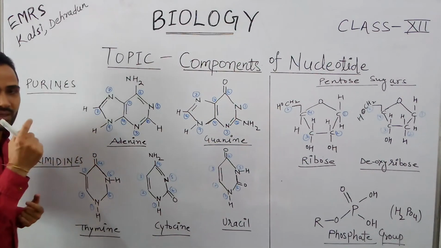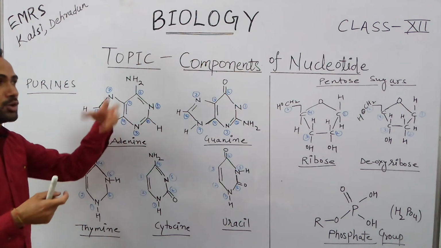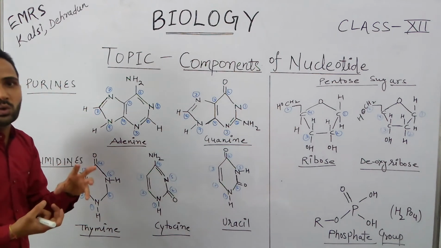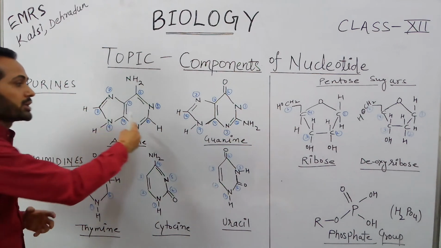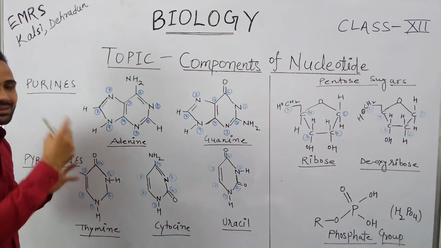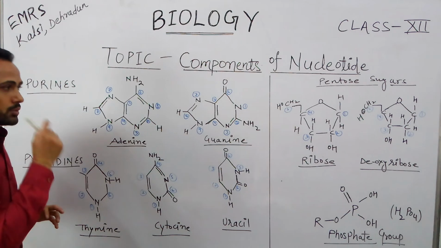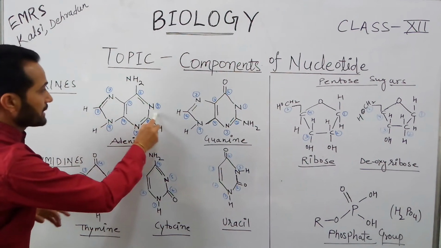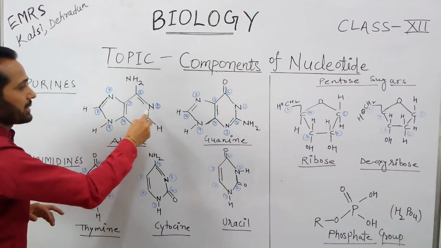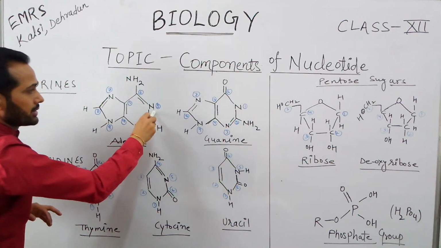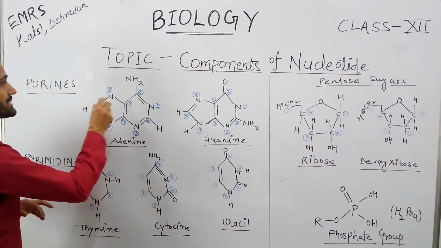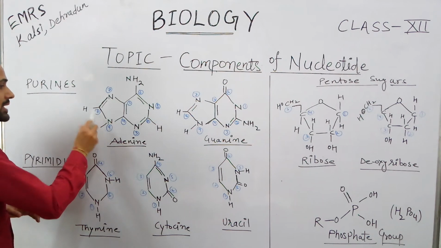Numbering is very important because when these components of the nucleotide join to each other, they join according to the number or position of the elements. That's why we should also know about the numbering. What is the right way of numbering? In the case of purines, numbering starts from here in an anti-clockwise manner: number one position, second position, third position nitrogen, fourth, fifth, sixth, then seventh nitrogen position, 8, 9.